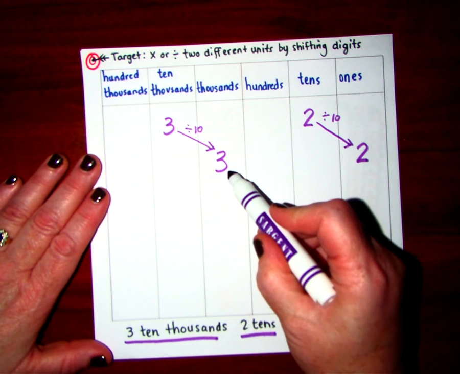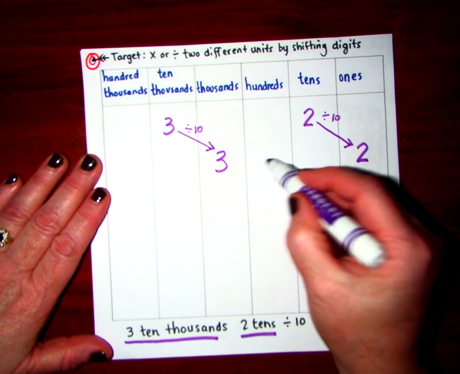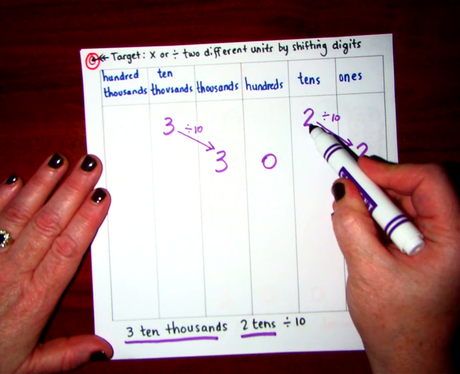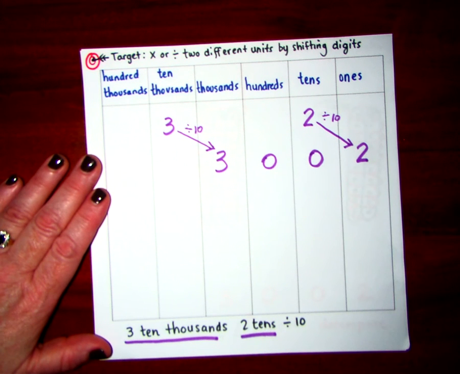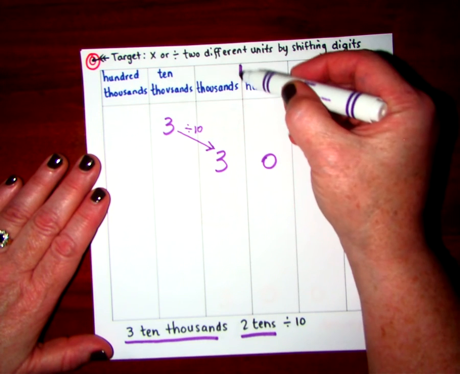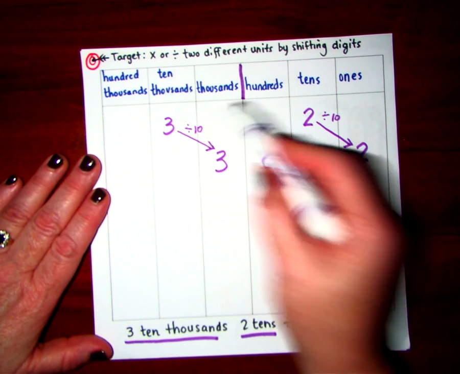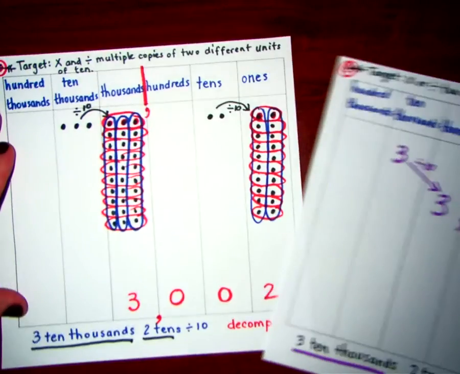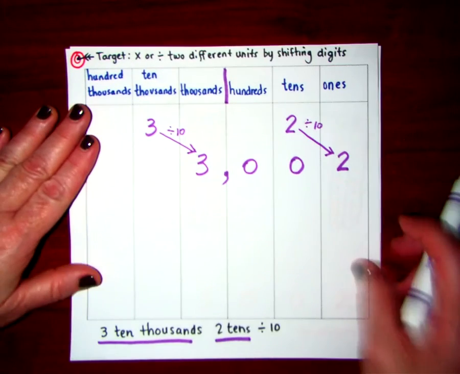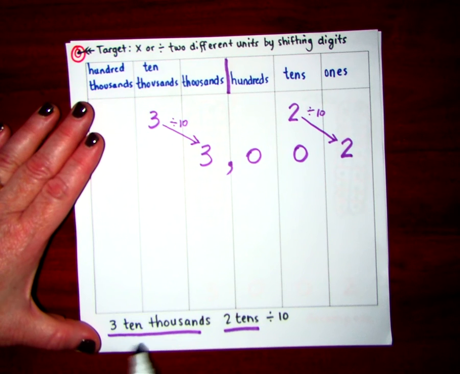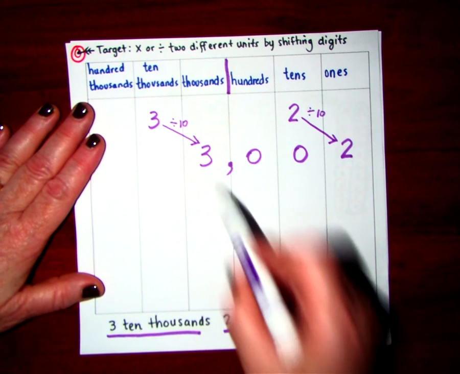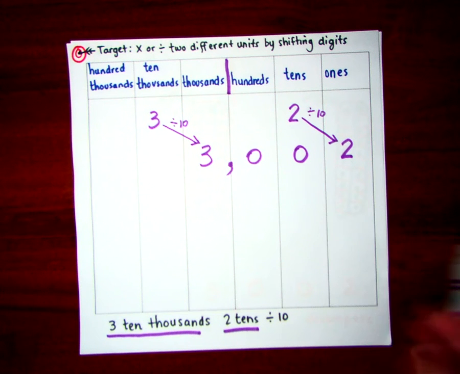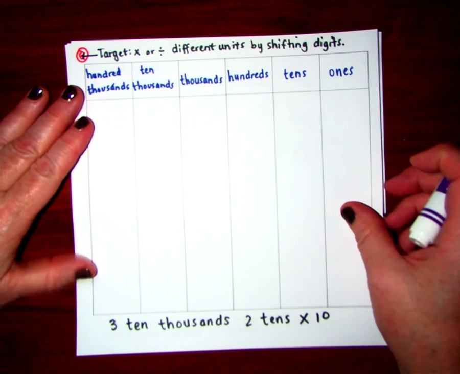And so I see now that there's nothing in the hundreds place. Now that I've decomposed this, there's nothing in the tens place. And I know where to put my comma because I know that after the ones period and before the thousands period, I'll insert a comma. And so the answer, interestingly enough, is the same as what I did in my other lesson. Same exact problem, different way to deal with it. A lot of fun. I come up with the answer to 3 10,000s and 2 tens divided by 10 is 3,002.